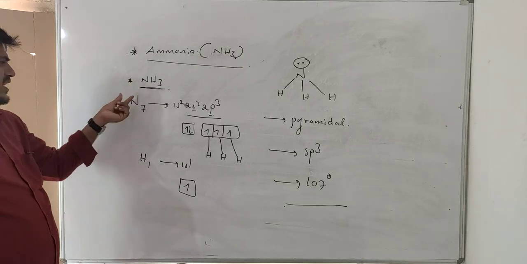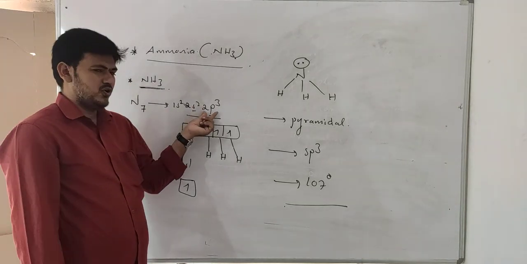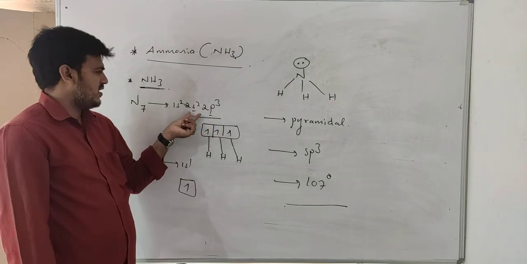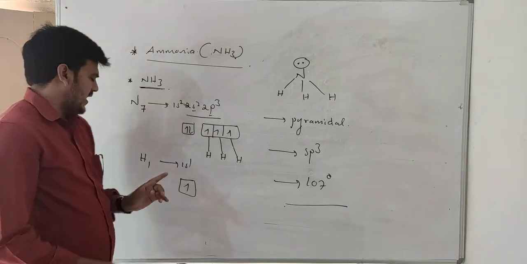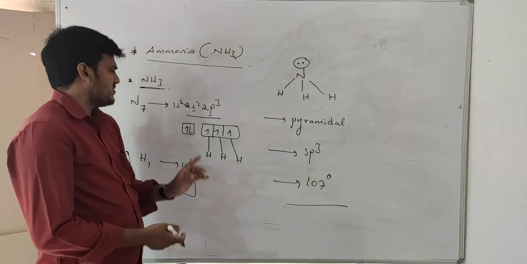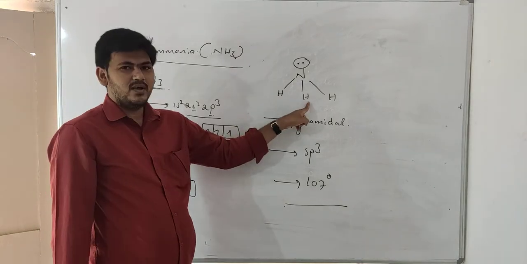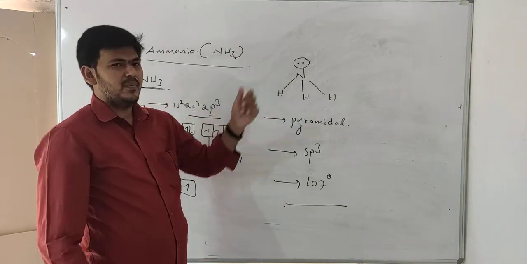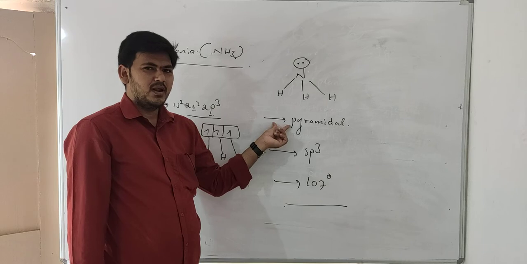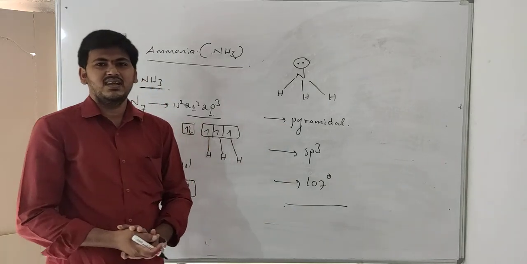In ammonia, the central atom is nitrogen, atomic number 7, electron configuration 1s2, 2s2, 2p3, outermost electron configuration 2s2, 2p3. Hydrogen has atomic number 1, electron configuration 1s1, and there are 3 hydrogen atoms. So the central atom is nitrogen with three hydrogen atoms, and nitrogen has one lone pair. So the shape of the molecule is pyramidal, hybridization sp3, and the bond angle is 107 degrees.